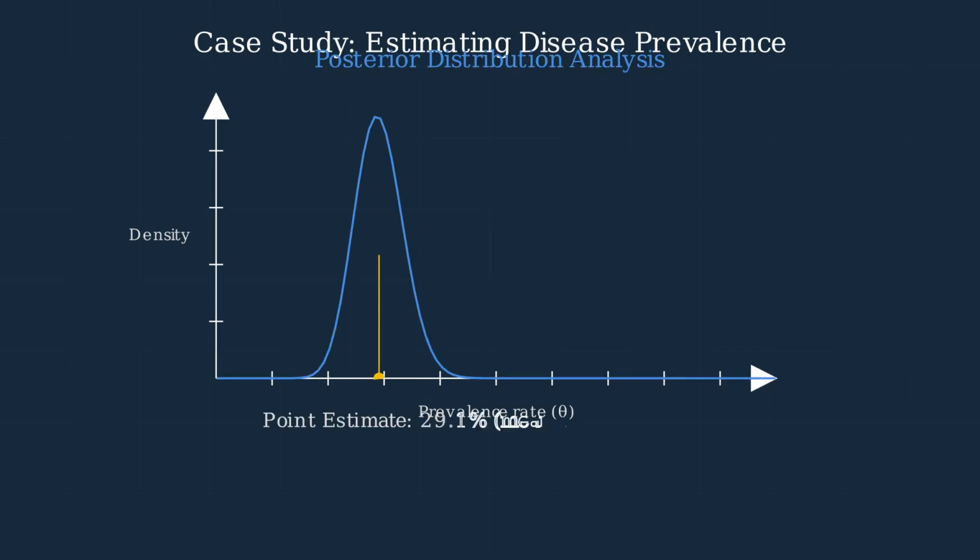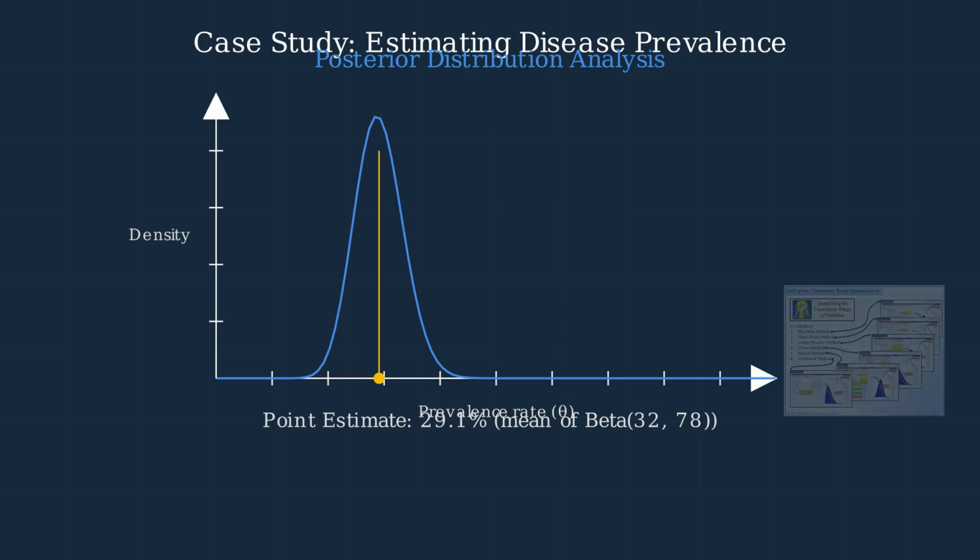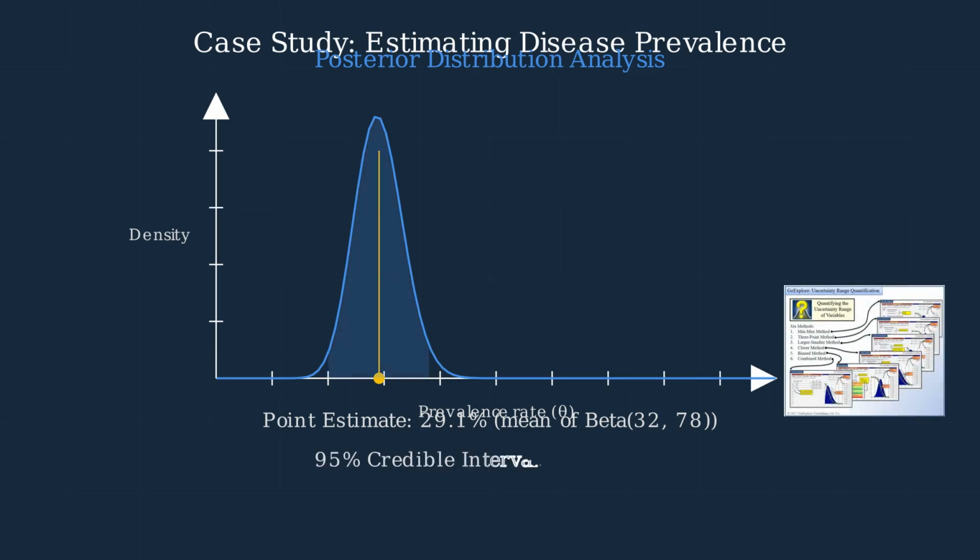Our updated belief gives us a point estimate of about 29.1% prevalence, which is the mean of our posterior beta distribution. But a key advantage of Bayesian analysis is that it provides uncertainty quantification. Our 95% credible interval spans from 20 to 38%, representing the range of plausible values for the true prevalence.